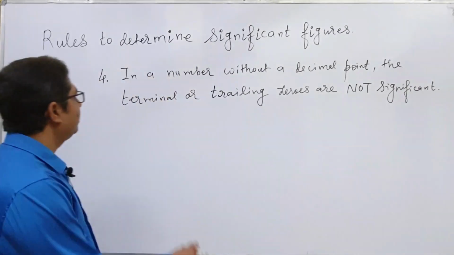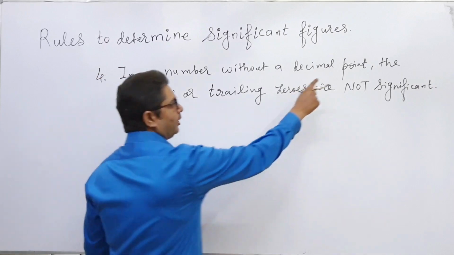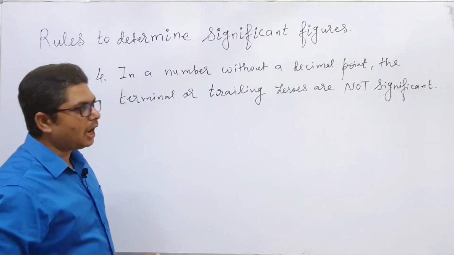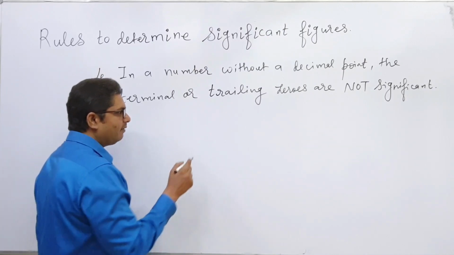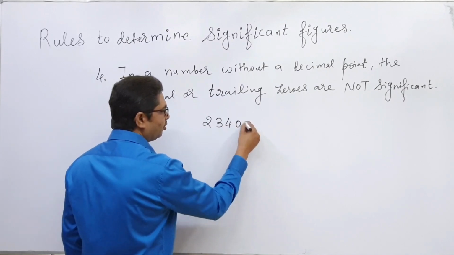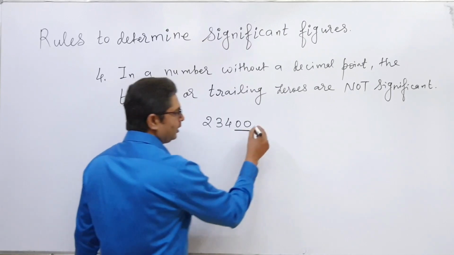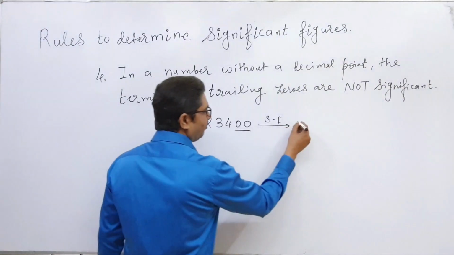Fourth point. In a number without a decimal point, the terminal or trailing zeros are not significant. This means that if you have a number 23400, then these two zeros are not significant. Then the significant figure is 1, 2, 3.